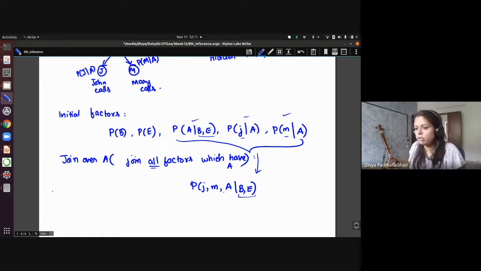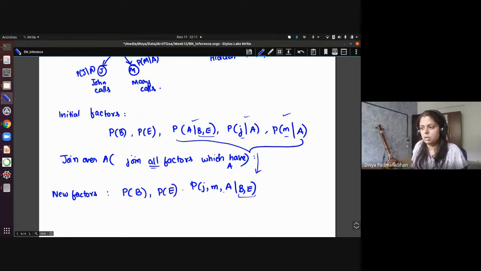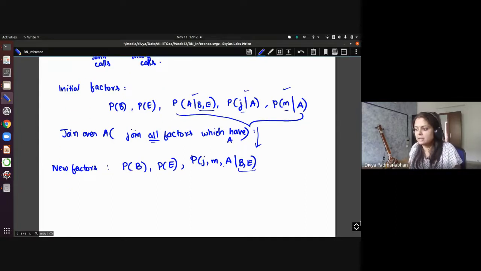So now the new factors that you are going to get are this one, and you can completely ignore the others which you joined together. You can just have these, and you can have P of B and P of E. So this is the new factor. If you're trying to implement something from scratch, you can completely erase these tables out from memory. So that's what it is. And now you have these new factors.